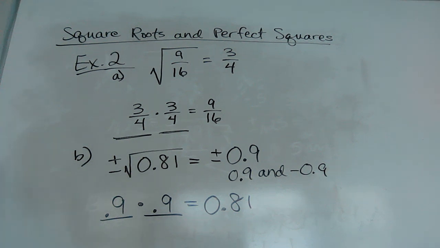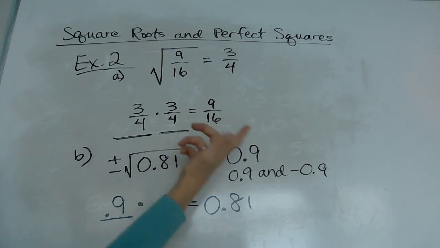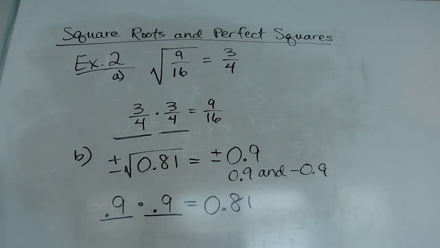So square roots are the number that is being multiplied by itself to give you the answer that's under the radical. This symbol is called a radical or a square root symbol. Perfect squares are formed when you multiply a number times itself. So 9/16 technically is a perfect square because 3/4 times 3/4 is 9/16.